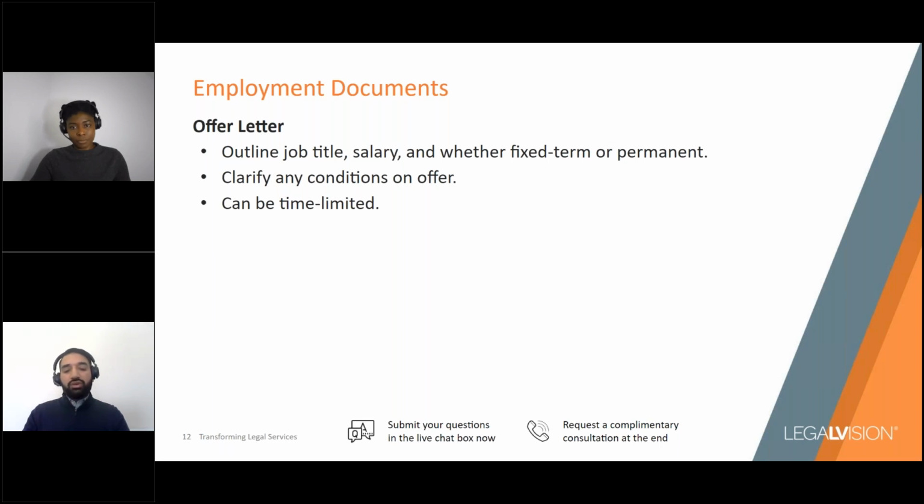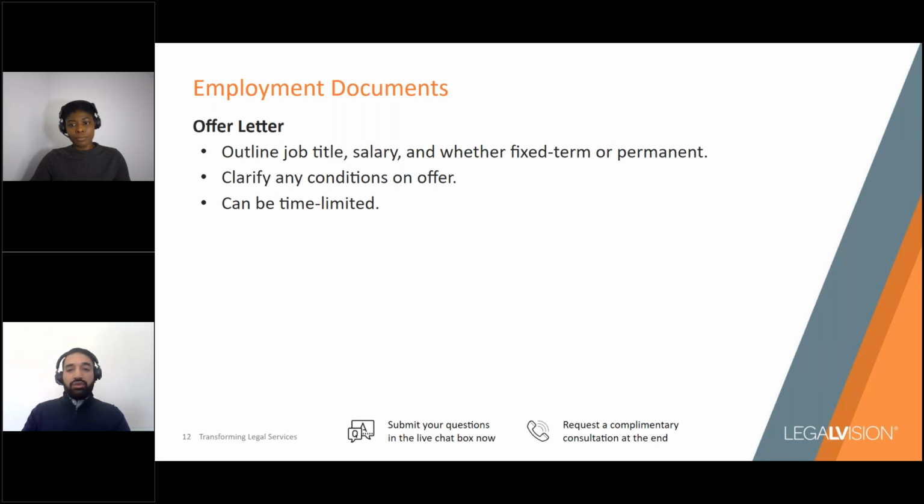And what this letter is going to be doing is setting out the key information about the role, for example, the title itself, the salary, and also whether it's going to be a fixed term or permanent position, again, depending on your requirements. Its purpose is to clarify exactly whether or not this job is going to be subject to any terms and conditions. That could be subject to references. It could be subject to a DBS check, a Disclosure and Barring Service check. That is, for example, if the work is going to be with children or vulnerable adults, or perhaps in a regulated industry, such as the financial industry or even the legal industry.